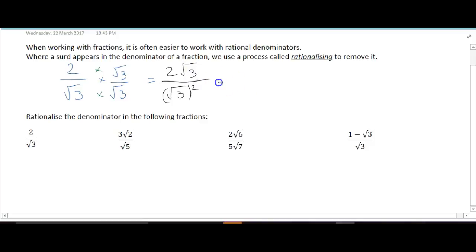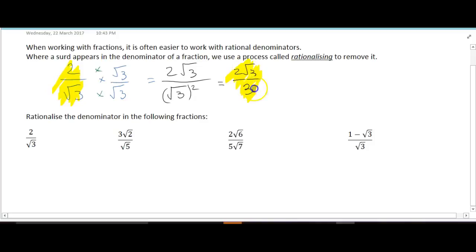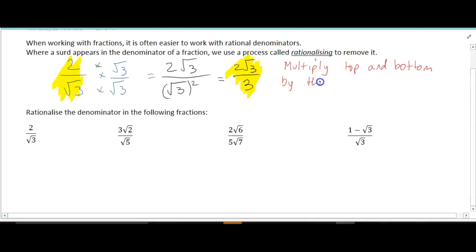Okay, so what that gives me, in effect, is 2 root 3 over root 3 squared, and we know that root 3 squared is just 3. So what that's done is just created a whole number denominator that is equivalent to this. These are the same thing. We haven't actually changed anything. We've just made an equivalent fraction. So the rule, that's what I had this space for, is to multiply top and bottom by the surd that appears in the denominator.